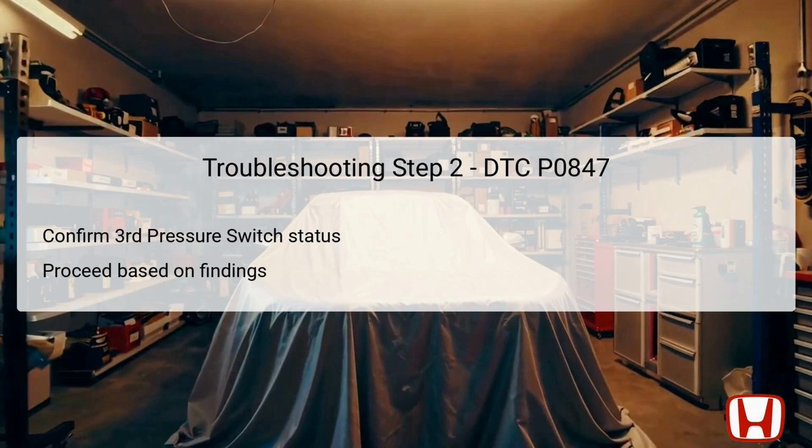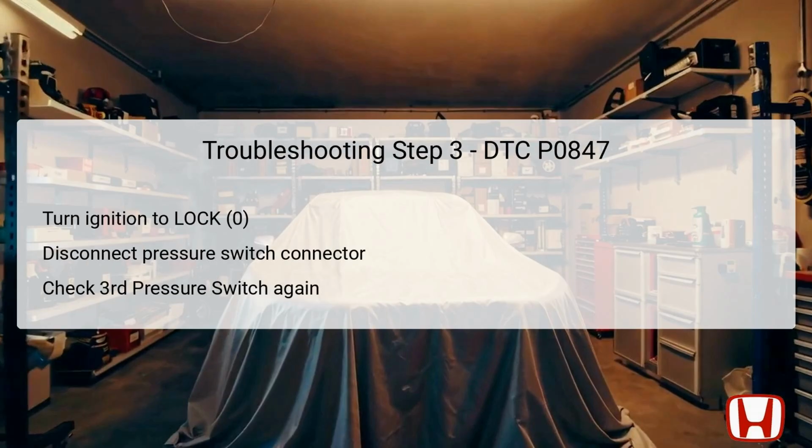Moving forward with the diagnosis when the signal is on can lead you to pinpointing whether the issue is with the switch itself, the wiring connected to it, or further up the circuit involving the PCM. For this step, you will turn the ignition switch back to the lock position, which is 0, before disconnecting the transmission fluid pressure switch B, the third clutch connector. This disconnection eliminates any potential interference from the switch while you continue testing.